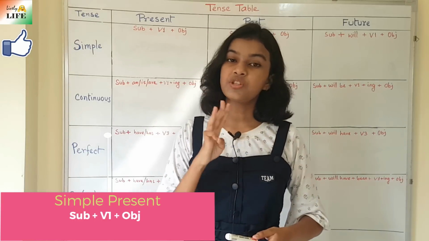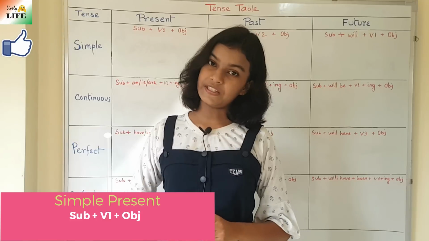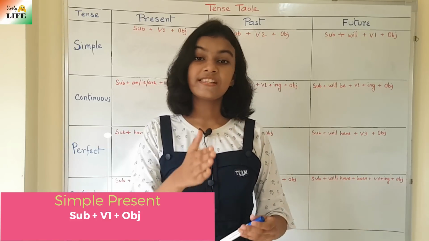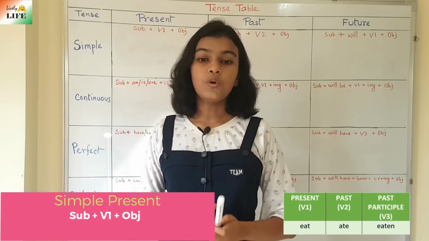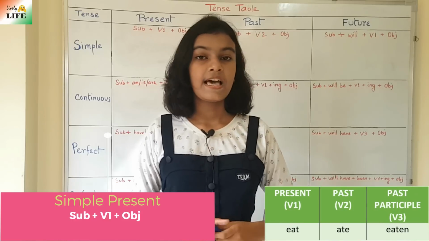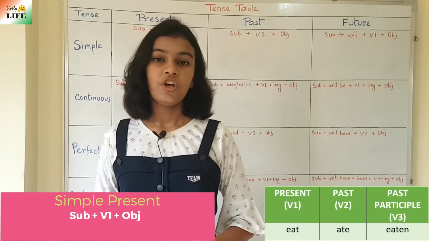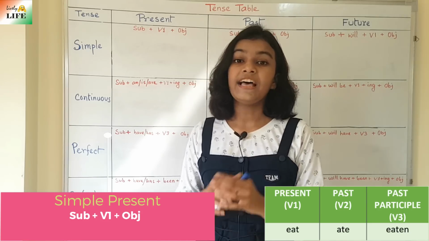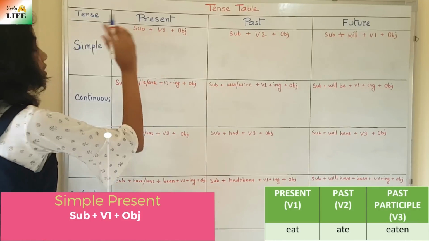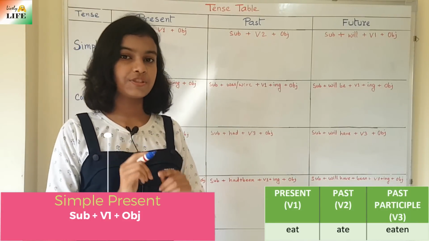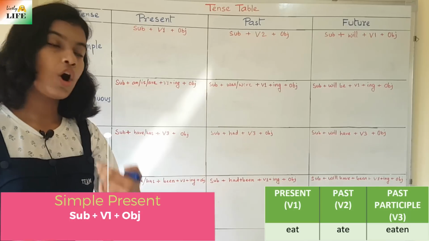There are 3 forms of a verb. First is present, and then is past, and then past participle. They are also known as first form, second form, third form. For example, let's take eat. So first form is eat, and then second form is ate, and the third form is eaten. So like this, every verb has 3 forms. So in present tense, we have to use the first form. Okay, the first form. So the subject, first form, and then the object.